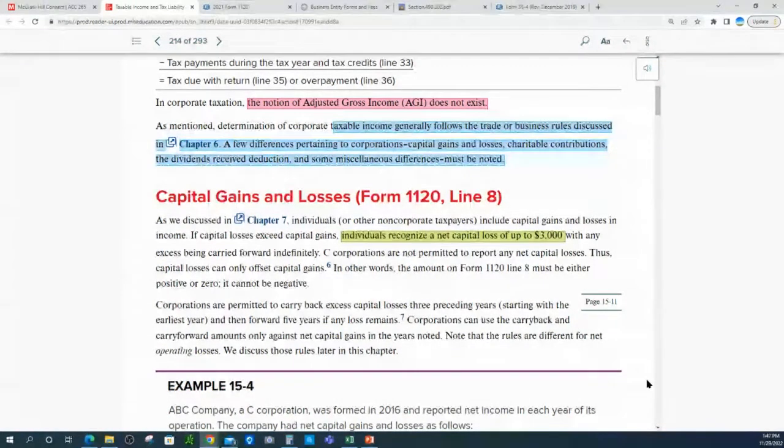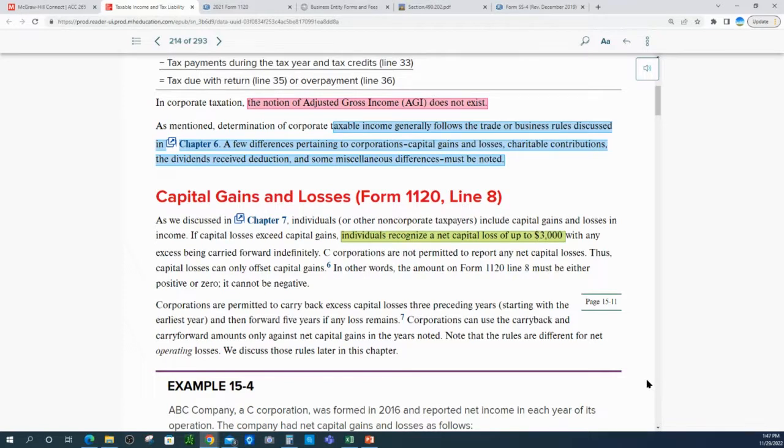That's what individuals get. Corporations don't get that. They don't get any loss. If they have a capital loss, it carries forward. It doesn't get to offset any of their income in that year or in any year. Well, it can offset other capital gains in future years, but there is no $3,000 or any amount of capital loss that is allowed for corporations. So they don't get that benefit.